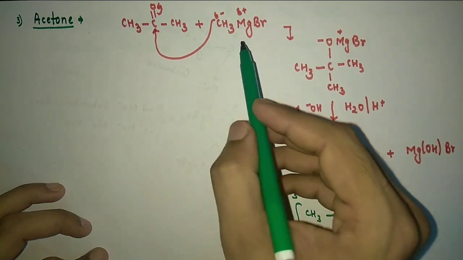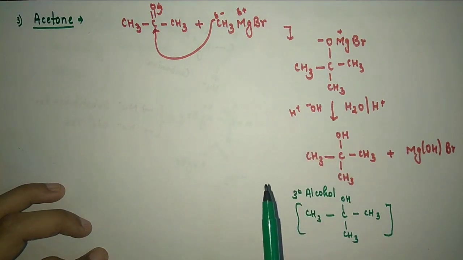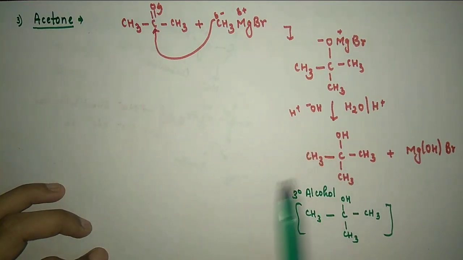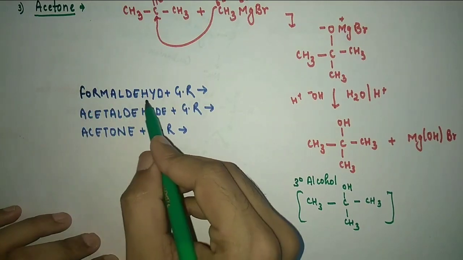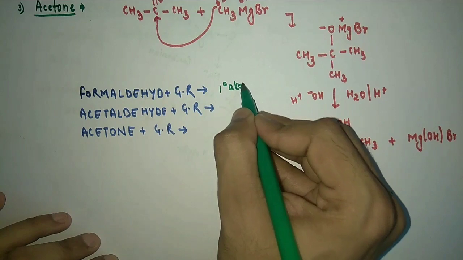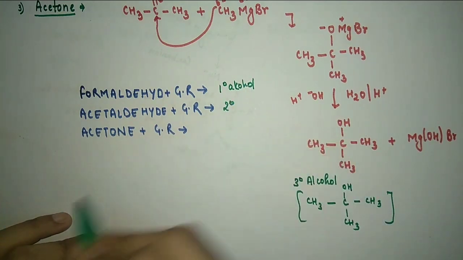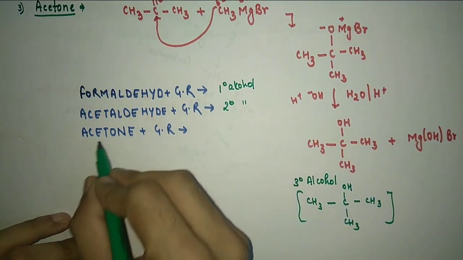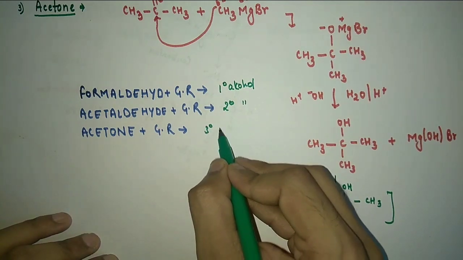So if anyone asks how we can prepare the tertiary alcohol with the help of Grignard reagent, simply we react acetone with Grignard reagent and we obtain tertiary alcohol as the product. So remember students, when formaldehyde reacts with Grignard reagent, we obtain 1 degree alcohol. Okay, and when acetaldehyde reacts with Grignard reagent, we obtain secondary alcohol, and when acetone reacts with Grignard reagent, we obtain the tertiary alcohol.